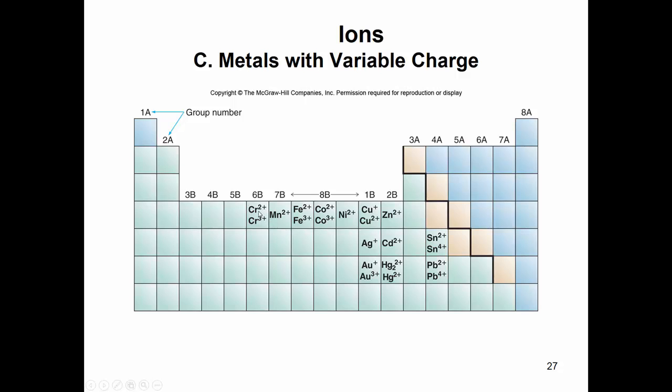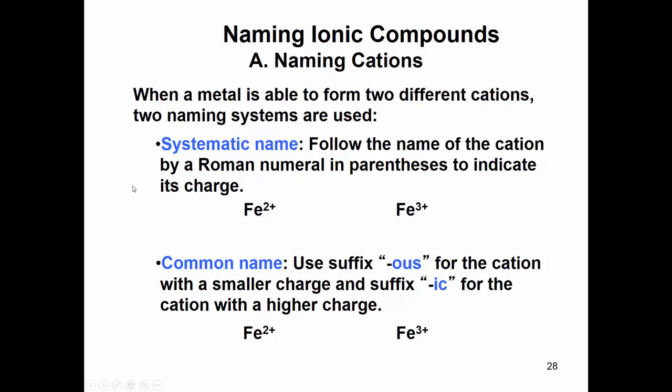So here, if you look at chromium, it can have a +2 charge or it can have a +3. Therefore, we have to add a little bit to how we name these compounds. Really, there's two ways we can name. I focus mainly on the systematic name, but you are going to do either a systematic name or a common name for metals that have variable charge.